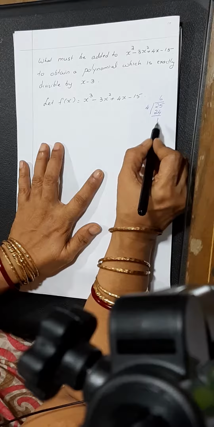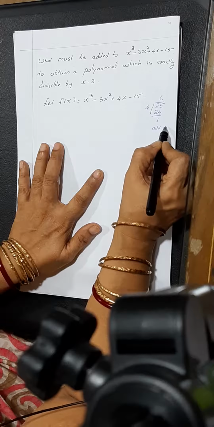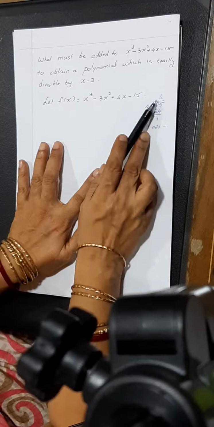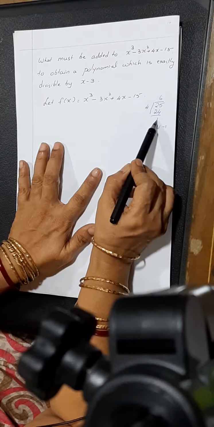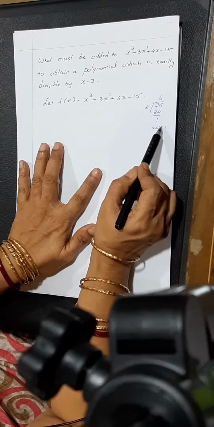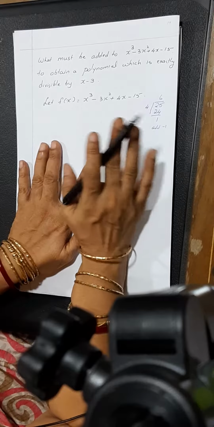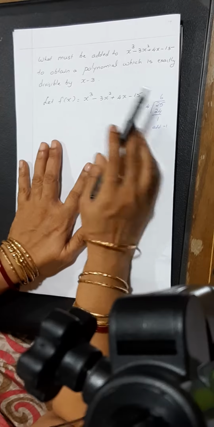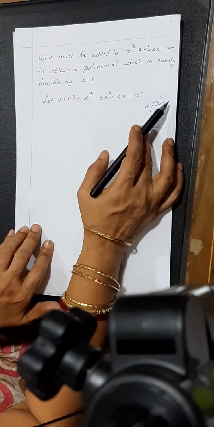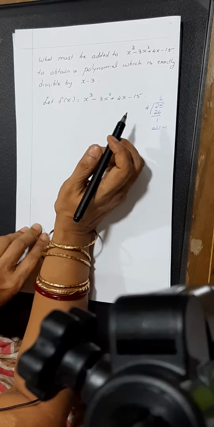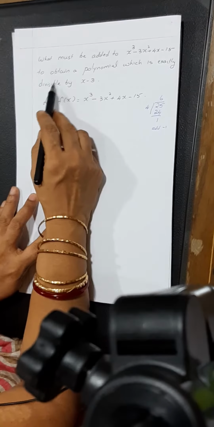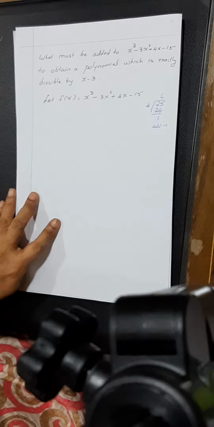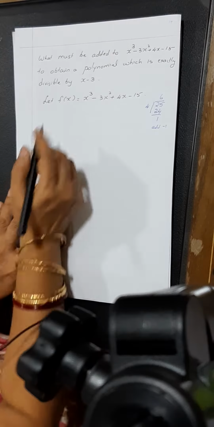So instead you can say add minus 1. So it is equal to subtracting minus 1. So you will say add minus 1, whatever the remainder you get, the additive inverse of that you add. So that will be exactly divisible by x minus 3. So we will do the factor theorem. So we will see what is the remainder now.